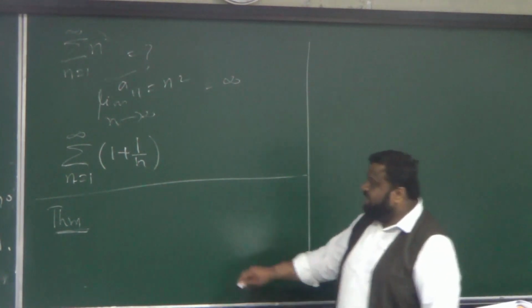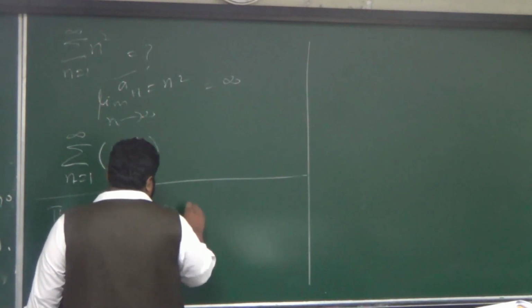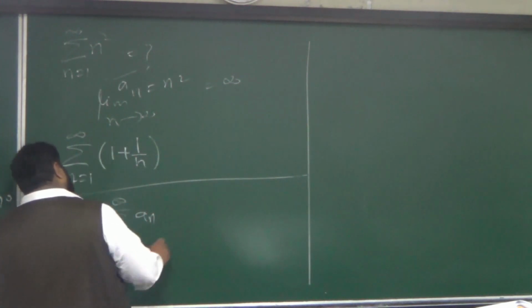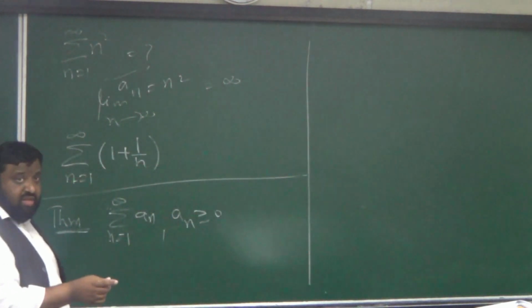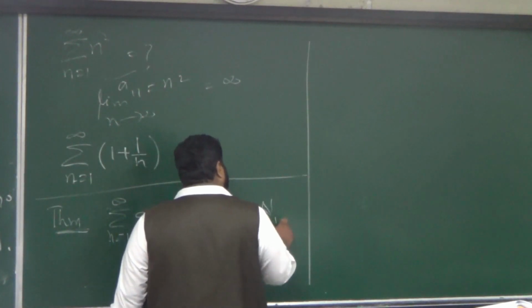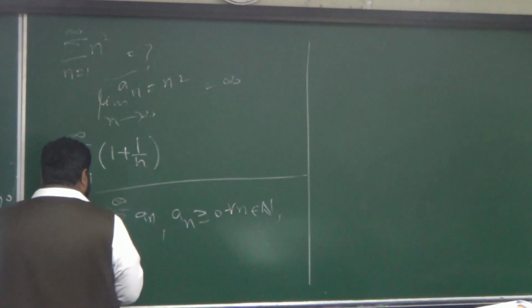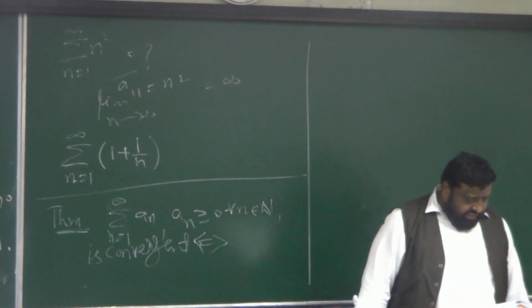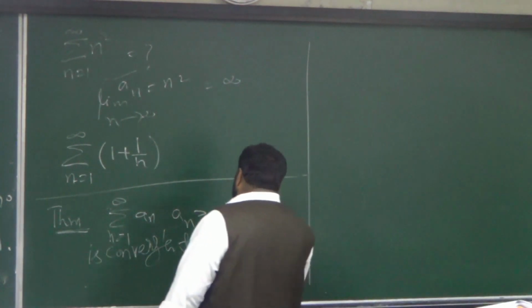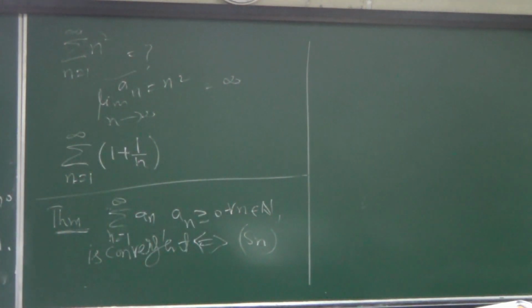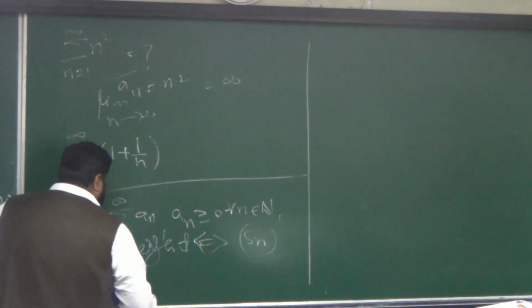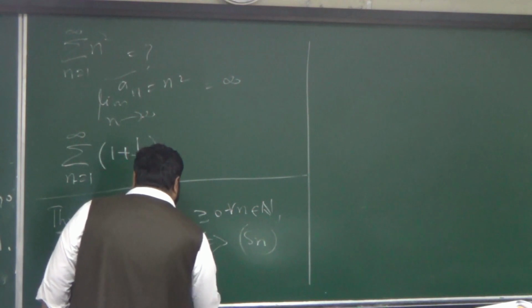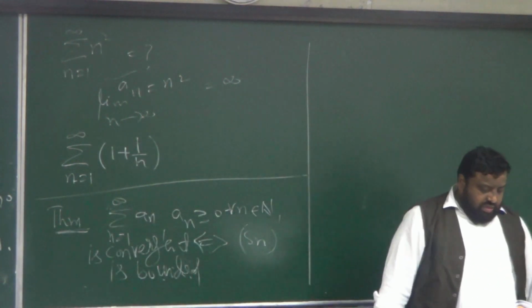Alright, imagine I have a series of non-negative numbers: the sum of a_n, where n goes from 1 to infinity, and a_n is bigger than or equal to 0 for all n. Such a series is convergent if and only if the sequence of partial sums, whenever I use S_n I mean the sequence of partial sums, is bounded. Very easy.